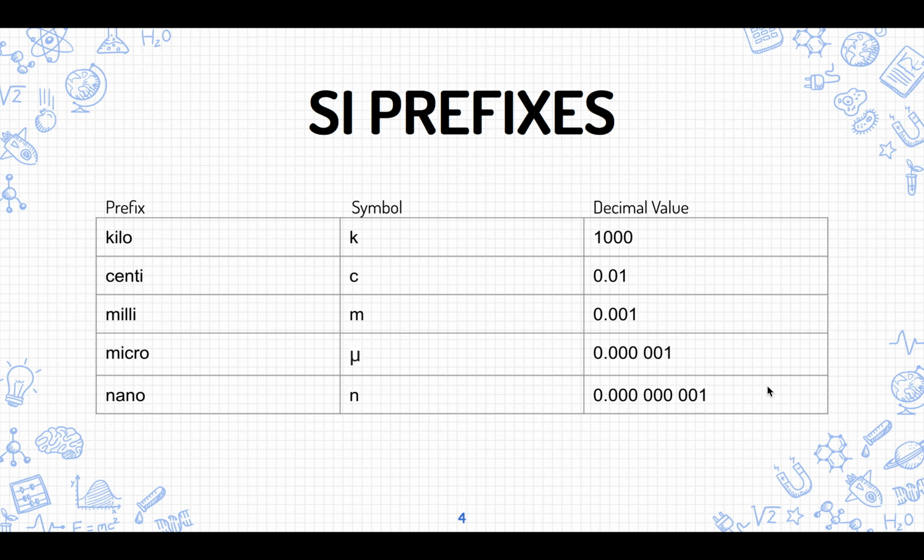Nano is 1 billionth. So let's look at the symbols real quick, and there's one oddball out. Kilo is denoted by k. It's pretty easy to remember. Centi is with c. Milli is with m. And we'll skip micro for a second. And nano is for n. So micro has a weird symbol. This is called mu. It's a Greek letter, and it denotes micro.